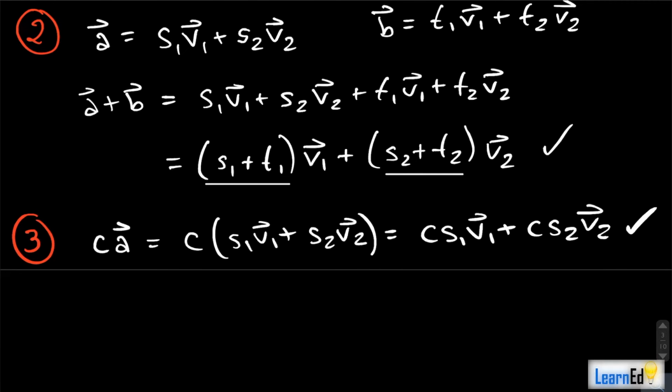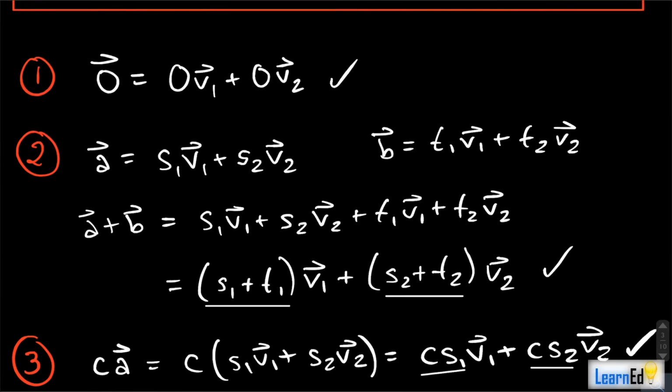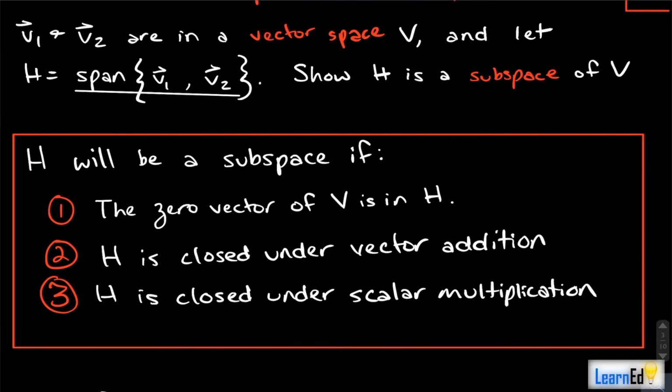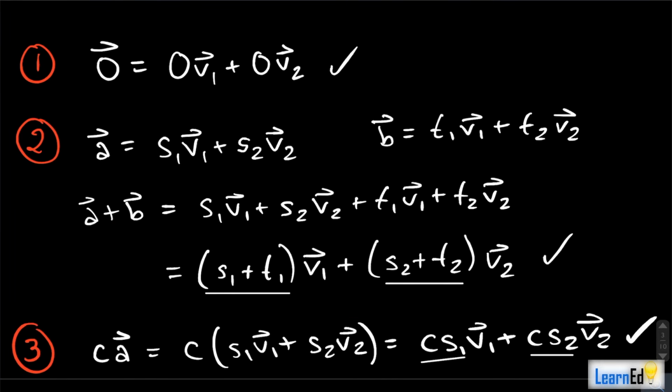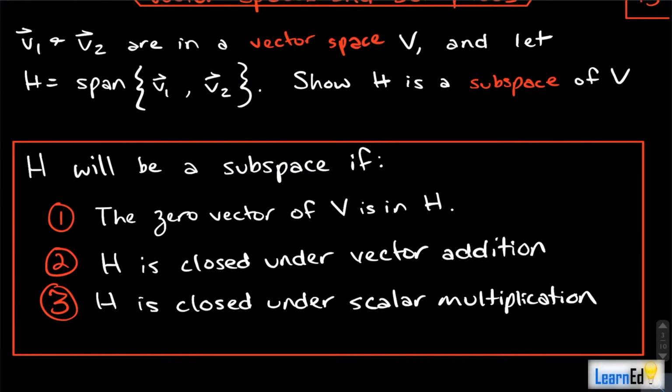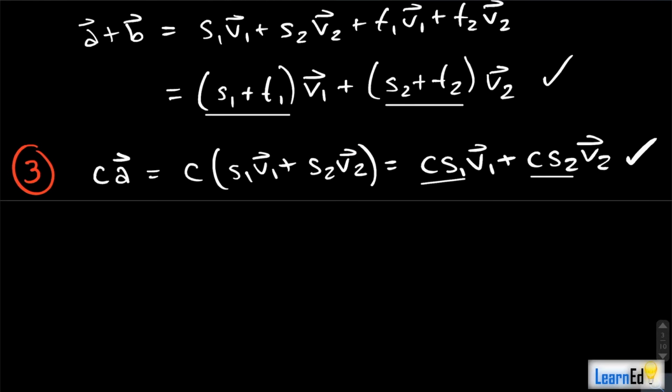And this checks off. Why? Because C s1 is still a constant, C s2 is still a constant. All right, and you're multiplying that in on v1, v2. That's just a linear combination of those two vectors, and that would be in the span, right? Because that's the definition of what the span of these two vectors means. So since all these three criteria are met, we know that H is a subspace of V.